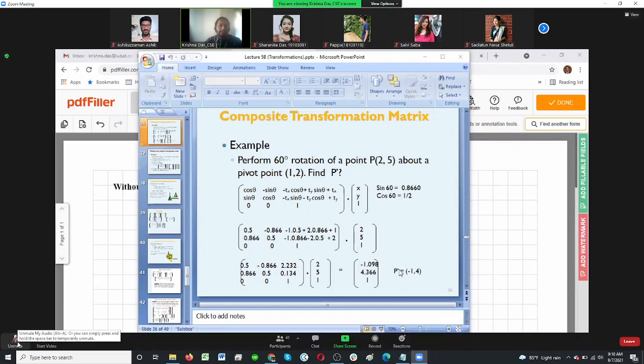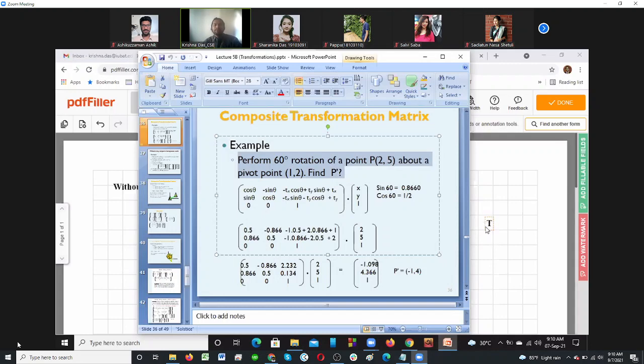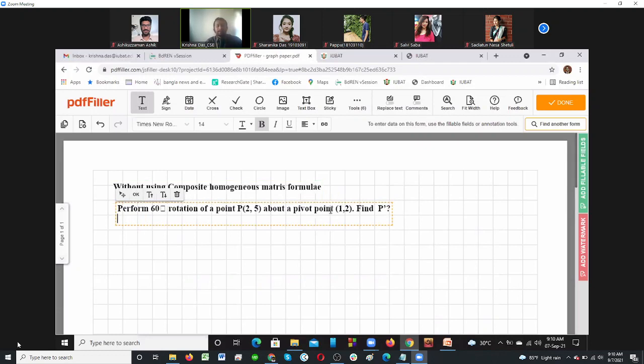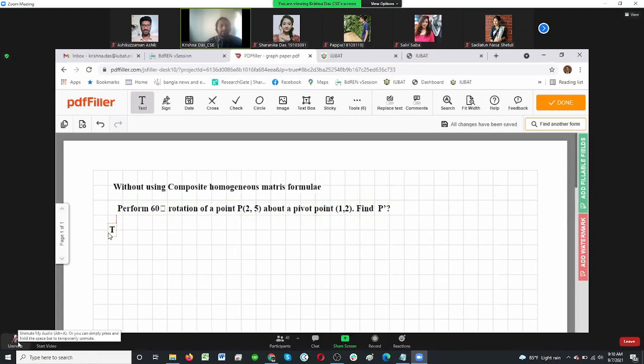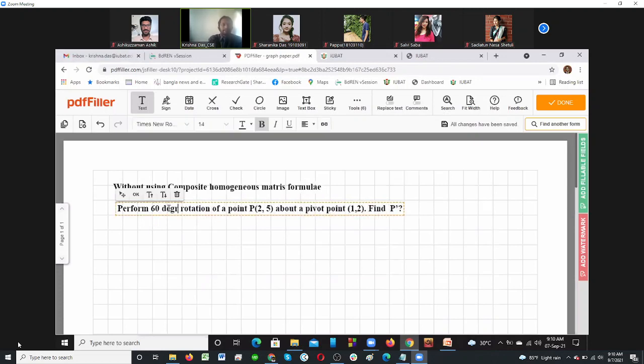We can show that on the graph as well. But when we do the same problem without using the homogeneous formula, we can easily find the position of that point as well, and compare it with the result using the formula. So we will see how it works. So this is 60 degrees. The symbol doesn't come.